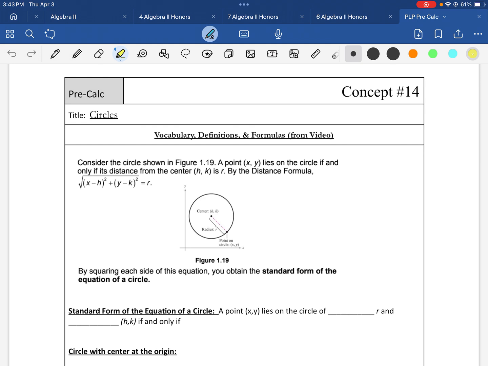A point (x, y) lies on the circle if and only if its distance from the center, (h, k), is the radius r. So by the distance formula, you would have the square root of (x minus h) squared plus (y minus k) squared equals r.